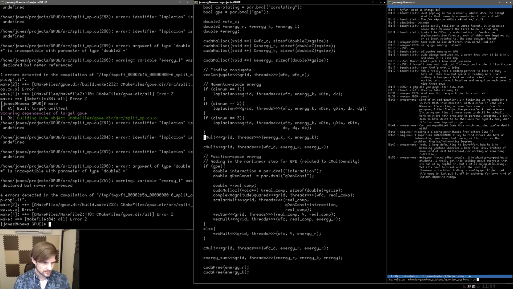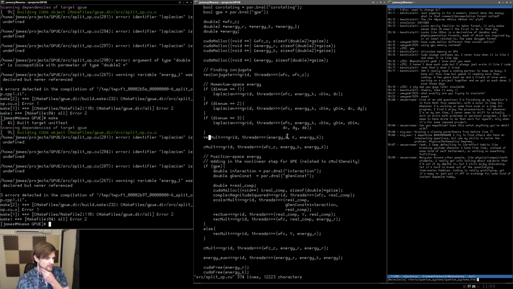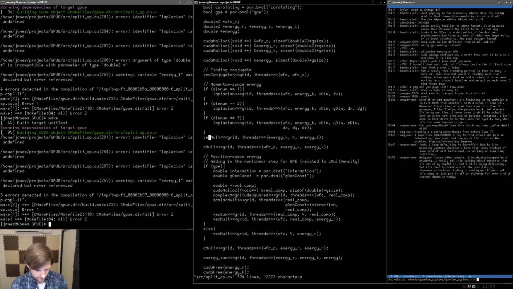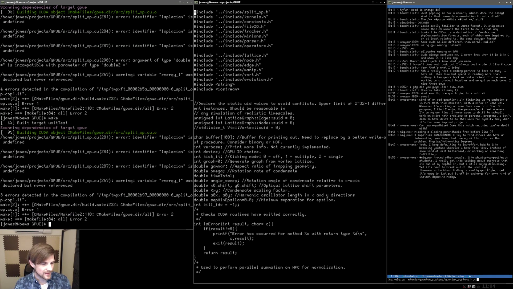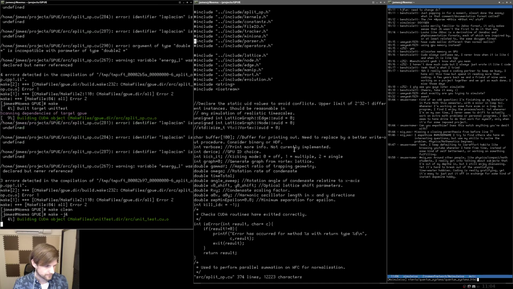CMult grid energy K. Argument of type double star is... Ah, I see. So I've got to do... How do I do the multiplication with V? Is it vector mult? Ah, okay, so I'll just do vec mult. Okay, so now I have to figure out this Laplacian nonsense. Operators.h, it is included. Make clean. Make J4.